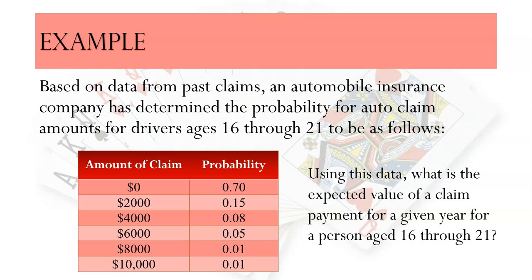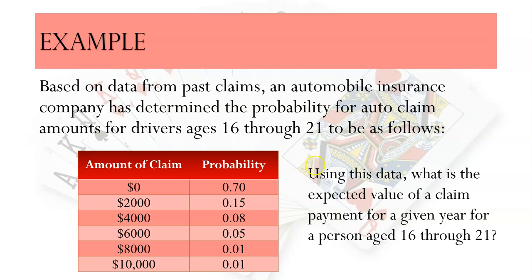About 70% of these drivers don't file any claims, meaning they don't get into any accidents, and they don't cost the company any money. About 15% of them file small claims of $2,000. About 8% file claims of $4,000. 5% is $6,000, and then the extra 1% is $10,000 or more. So large claims for that. The question then says, using this data, what is the expected value of a claim payment for a given year for these people aged 16 through 21?